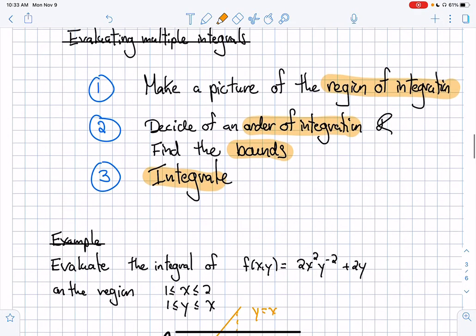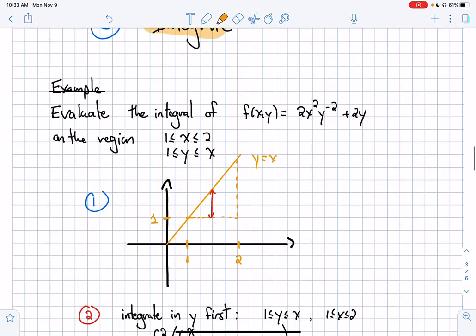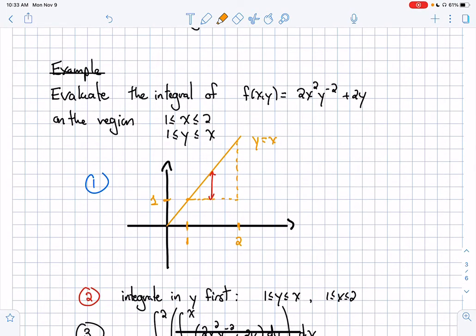All right, let's do it. I'll just do one example. We'll do more examples in class. Here's the question. We want to evaluate the integral of that function of two variables on the region defined by x between 1 and 2, and y between 1 and x. And already we see that there's something different. One of the bounds depends on x, on the other variable.